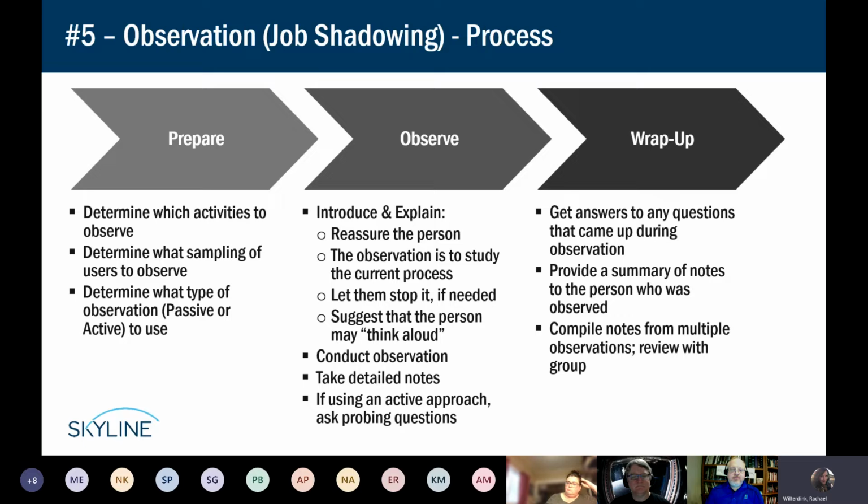Again, the thinking aloud really helps for those cognitive activities, and then record what you're seeing and take notes as you go. If you use the active type of observation, make sure you're asking probing questions like, why did you do that? Why did you go there? Those kinds of things. You want to understand their process. If you observe more than one person, like you could do this one at a time with different people, you'll want to then compile your overall results and review the findings with your stakeholders.